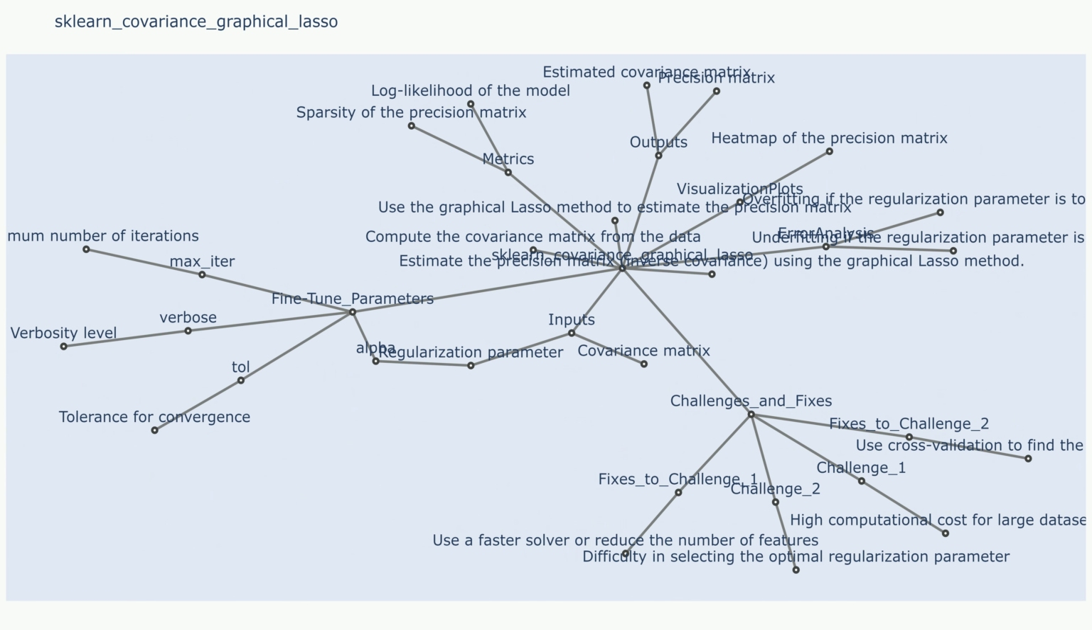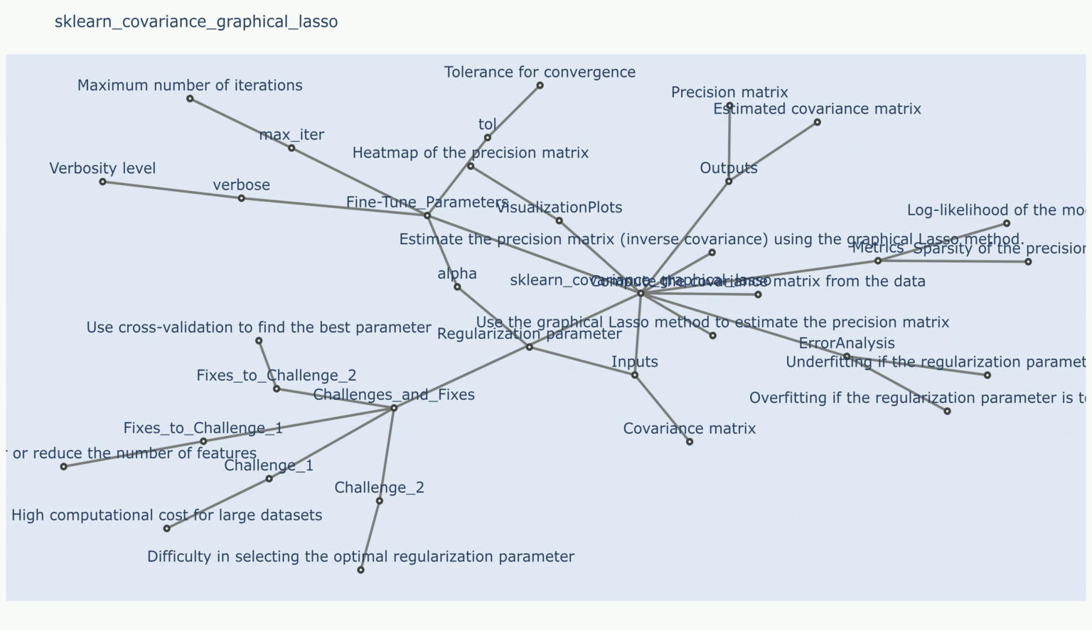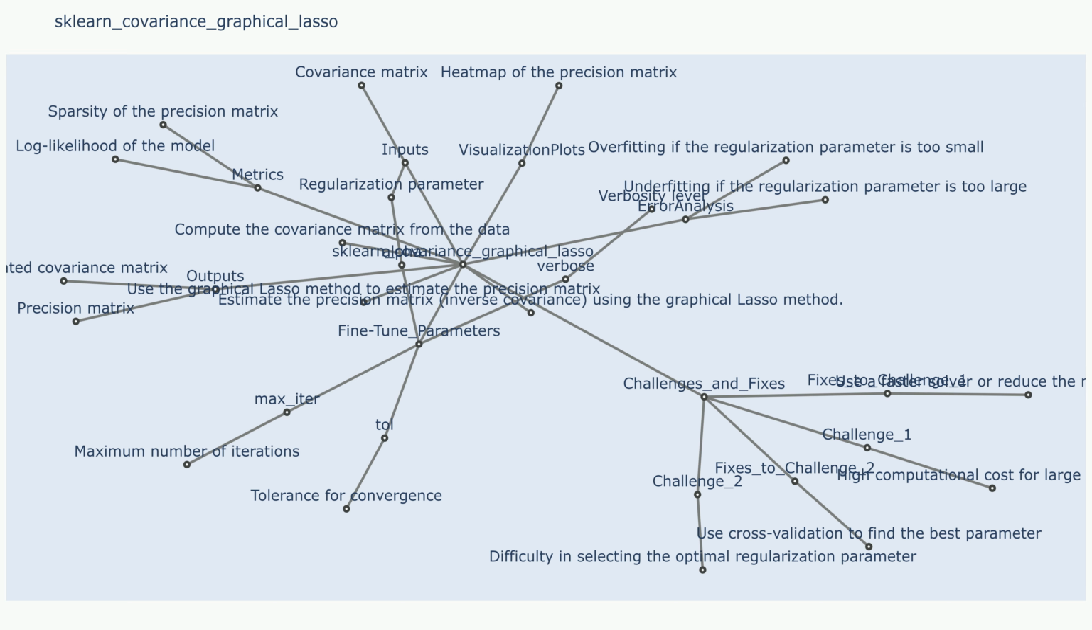Fine-tune parameters. Parameter 1. Explain in detail. alpha: the penalization parameter. This parameter controls the sparsity of the estimated covariance matrix. Higher values result in sparser matrices. You can experiment with different values of alpha to find the best balance between sparsity and accuracy. Parameter 2. Explain in detail. max_iter: the maximum number of iterations to perform. You can adjust this parameter if the algorithm is not converging within a reasonable number of iterations.